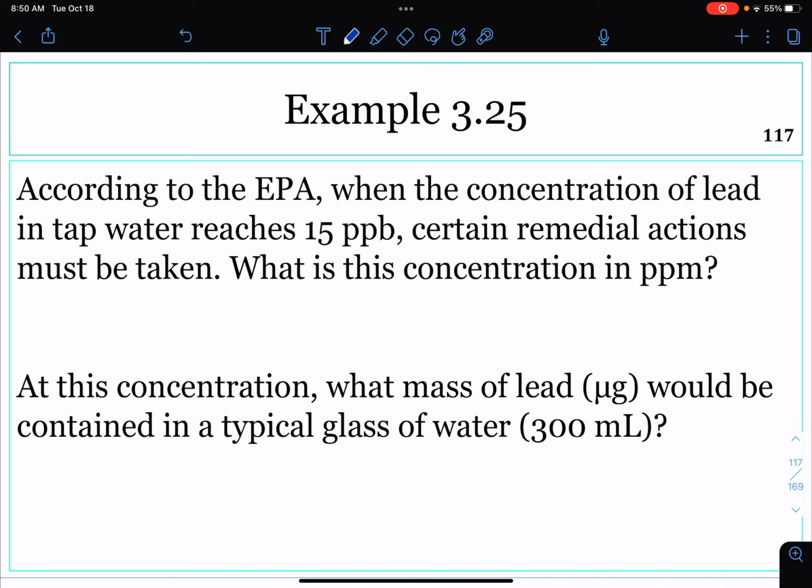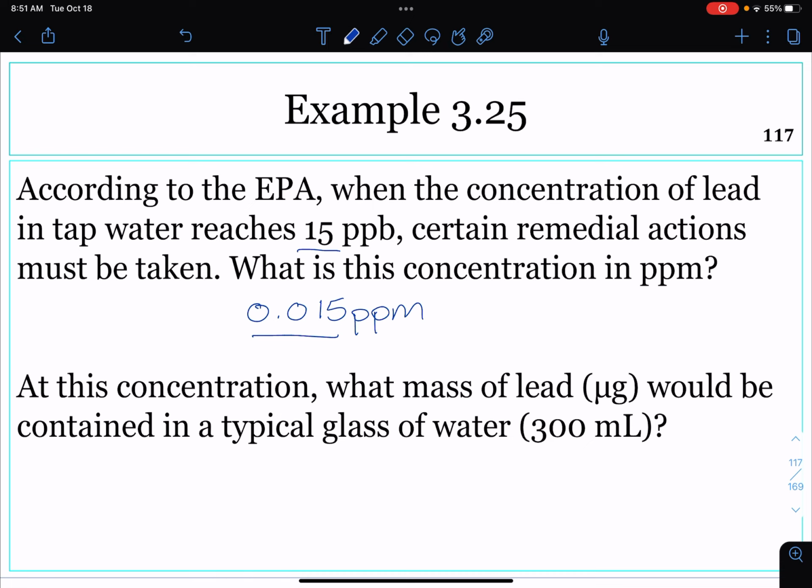According to the EPA, when the concentration of lead in tap water reaches 15 parts per billion, certain remedial actions must be taken. What is this concentration in parts per million? 1 billion is 1,000 times more than 1 million, so we need to divide by 1,000 to convert from parts per billion to parts per million. And then we would get 0.015 parts per million. When you have a billion parts, 15 of them are lead. But when you only have a million parts, 0.015, not even one of the parts, is lead.